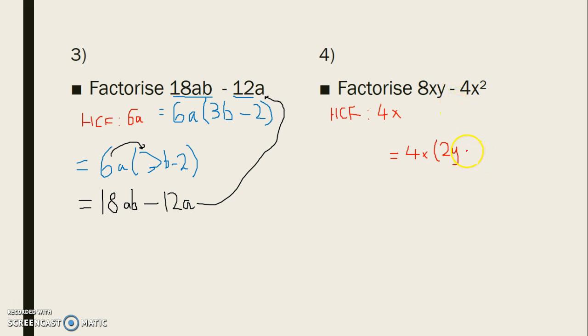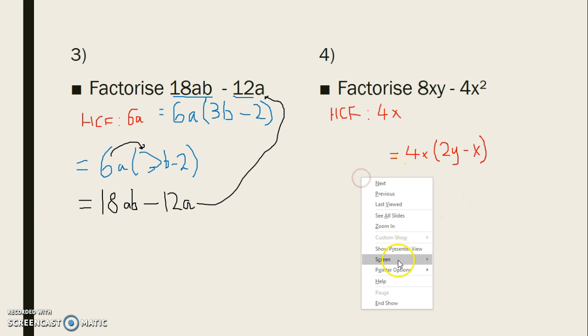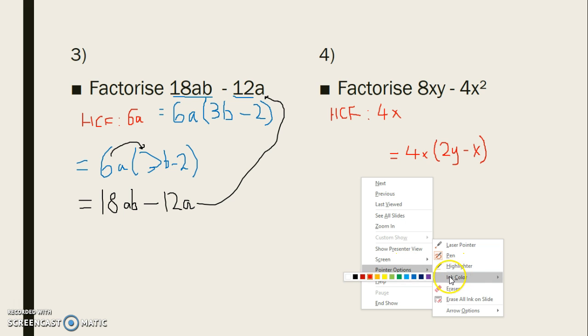And we bring down the minus symbol, minus 4x times the number, which gives us the 4x squared. It's going to be the x. And that is the factorized form of 8xy minus 4x squared.